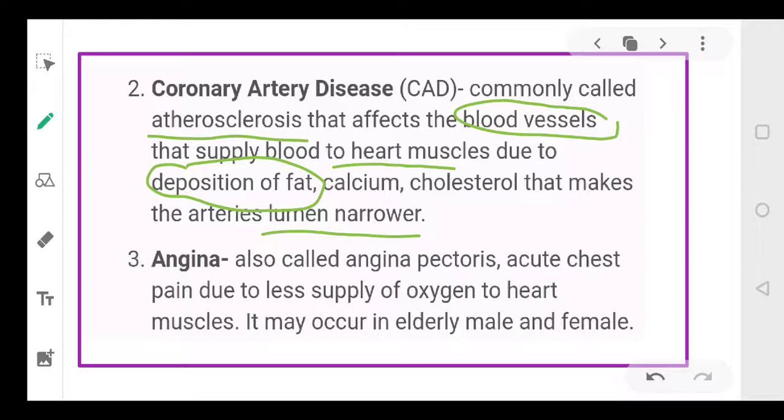So there are deposits of fat, deposits of calcium, deposits of cholesterol, and that is why this particular disease is called coronary artery disease.